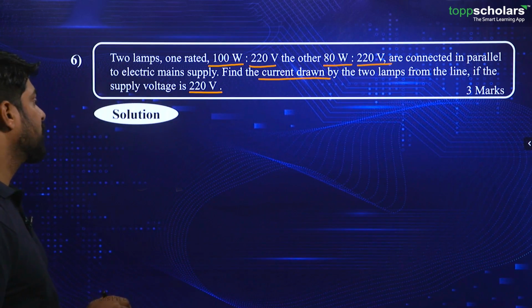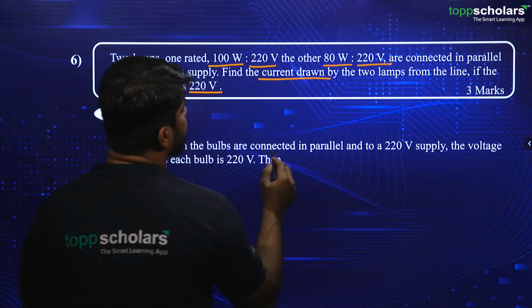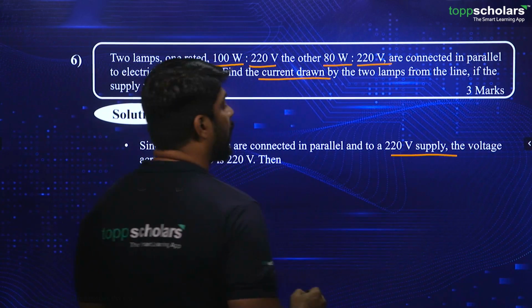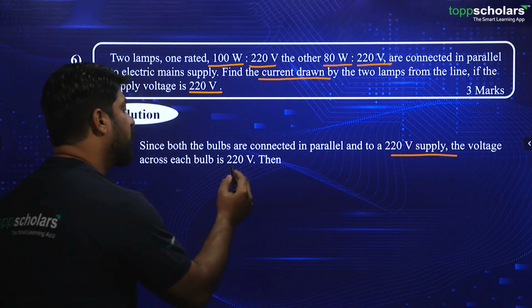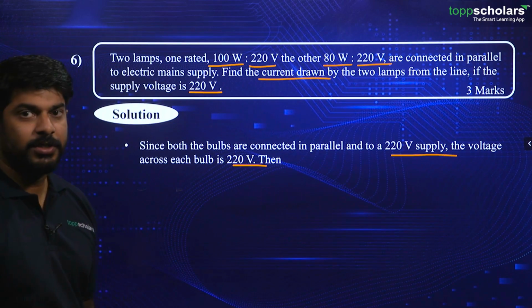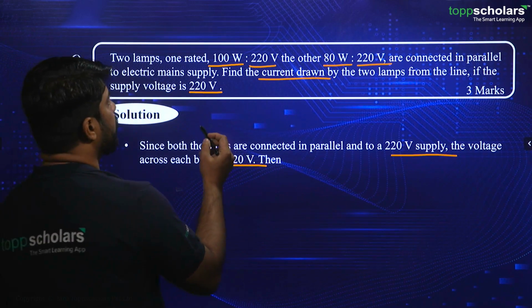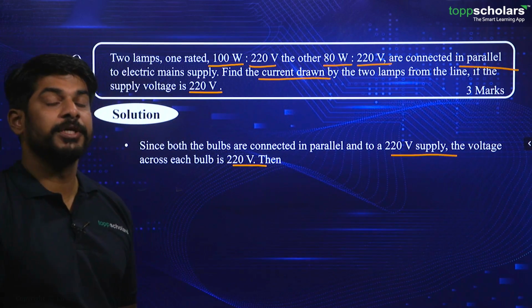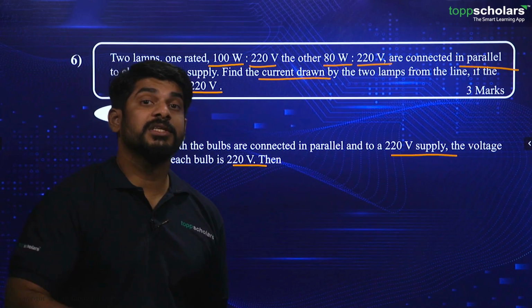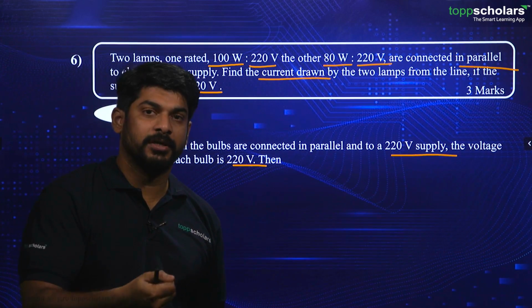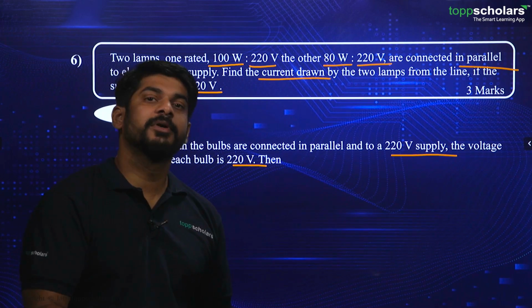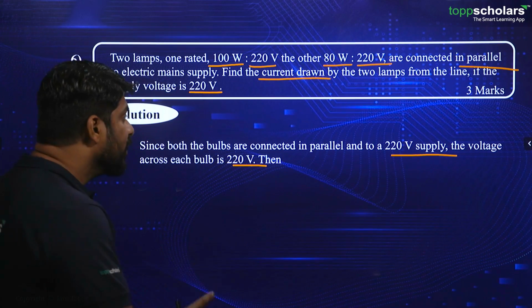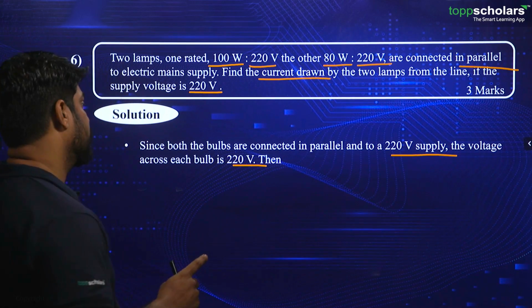Okay, let's find out. Since both the bulbs are connected in parallel to a 220 volt supply, the voltage across each bulb is 220 volt. Since they are parallel, right? It is given in the question itself that the connection is parallel, and we know in parallel connection the voltage across each component, that is each resistor or maybe bulb, is the same. So here both of these bulbs will get the same supply of voltage.